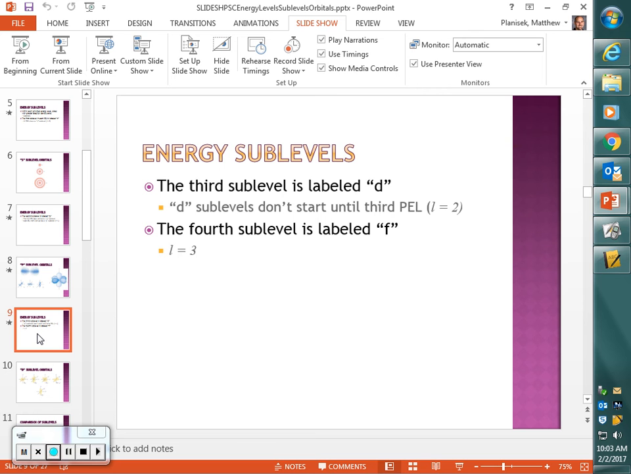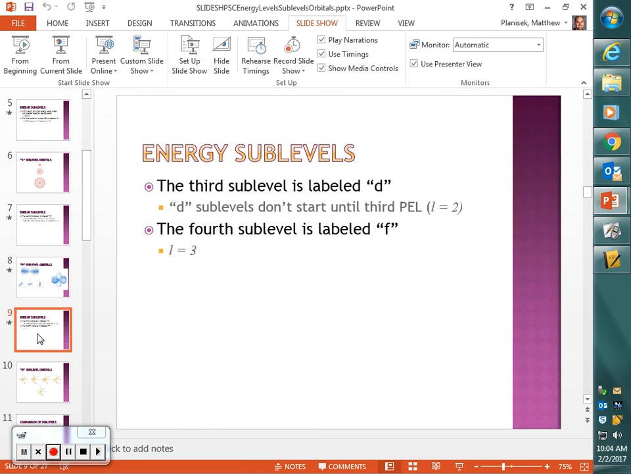And then finally, there's a fourth sublevel we call the F sublevel, but F sublevels aren't going to start until we get to the fourth principal energy level. So in our picture, green. I didn't show you any of those Fs because they're too hard to draw. Okay? So the sublevel talks about the shape of the orbitals.